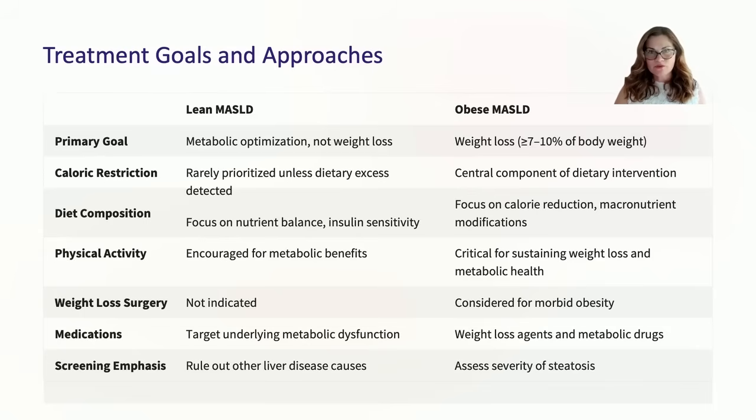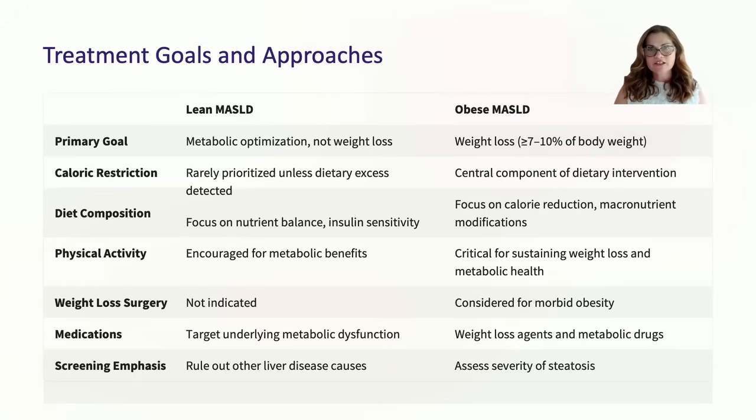Physical activity is important for both, but the role is slightly different. In lean MASLD, exercise improves metabolism and insulin sensitivity. In obese MASLD, it's critical not just for weight loss, but also to keep it off and support long-term liver health. Surgical and medical options also are different. Weight loss surgery is not recommended for lean MASLD, but with morbid obesity or obesity, surgery may be considered to help with weight loss and improve liver outcomes.